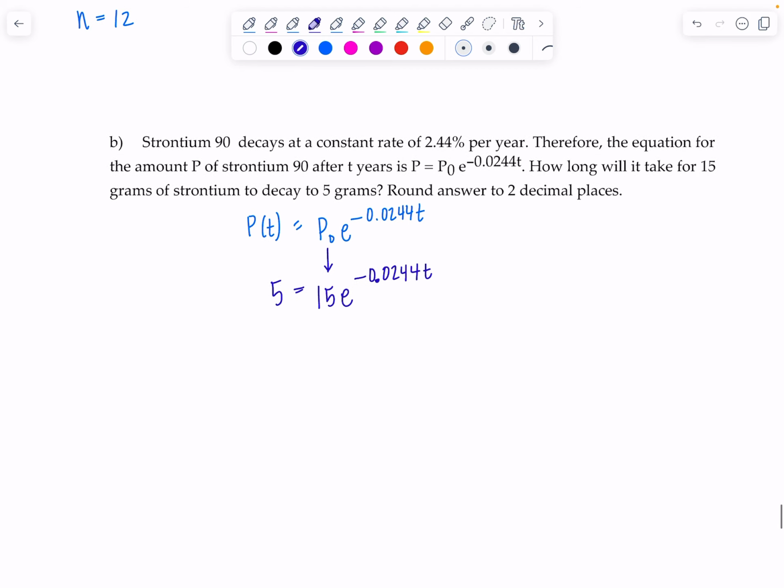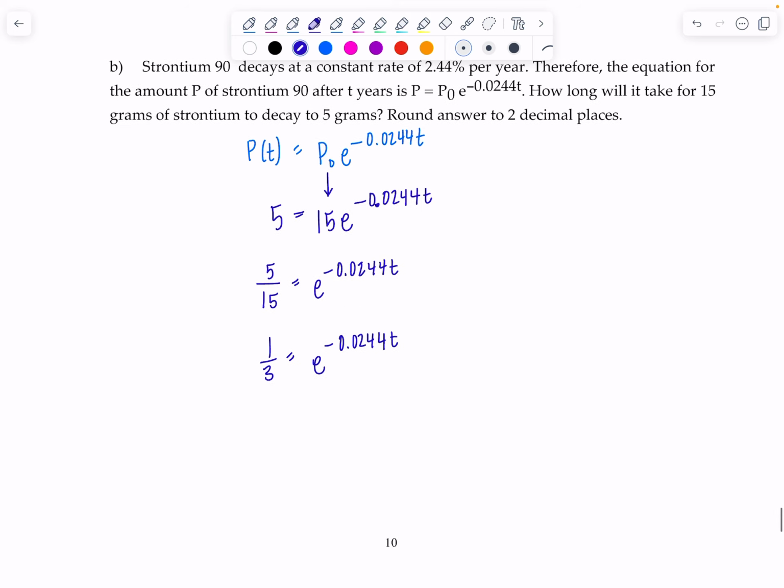Then from there, we're going to divide both sides by 15. So 5 divided by 15 equals e to the negative 0.0244t. That's 1/3. And you don't want to start writing 0.33 because you'll get some rounding error, okay? From here, the next step is you take the natural log of both sides. And natural log of e is just going to all cancel out. So on the right, I have negative 0.0244t equals ln 1/3.